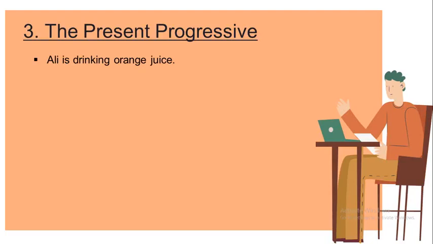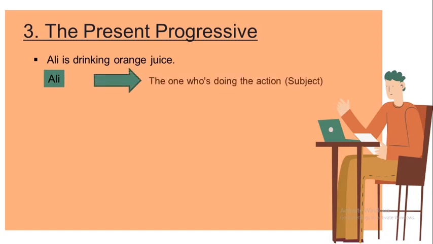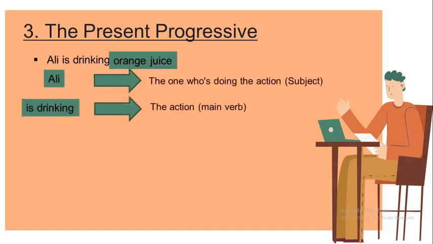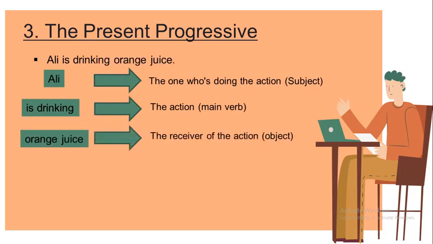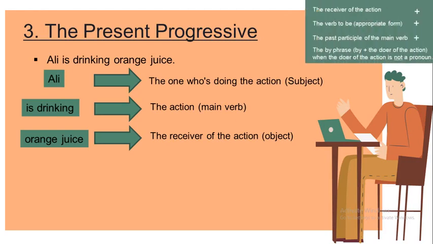Then, we'll start by labeling the major parts of the sentence. Ali is the doer of the action. Is drinking is the main verb. And orange juice is the receiver of the action. Now, in order to change the sentence into the passive voice, we have to follow the general form of the passive voice, starting with the receiver of the action, which is orange juice, and after that comes the appropriate form of the verb to be.